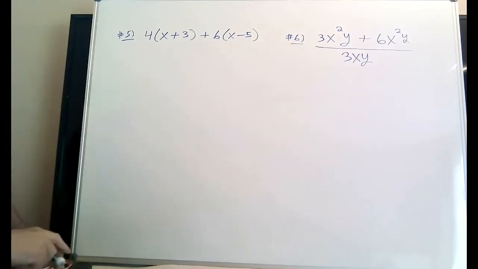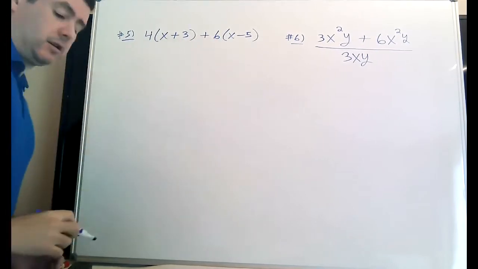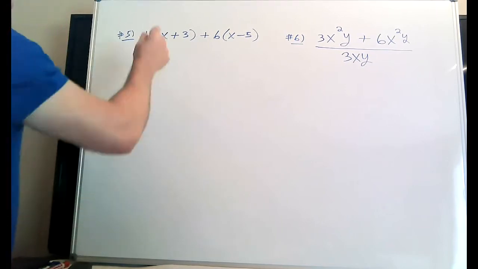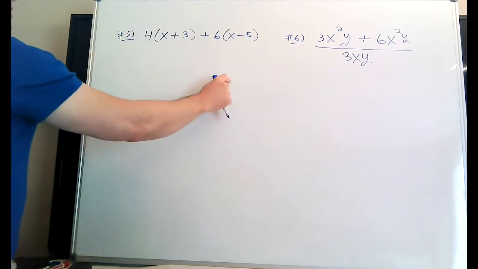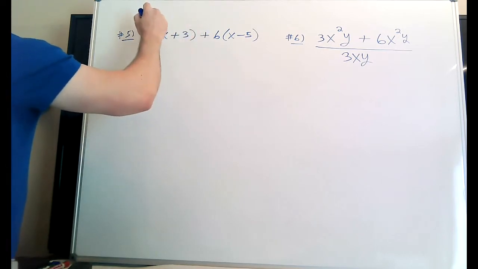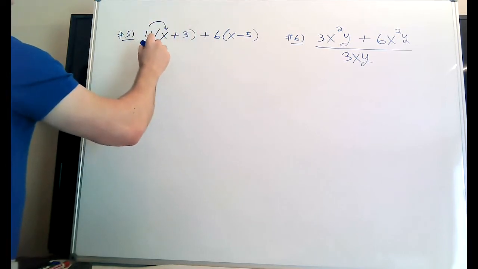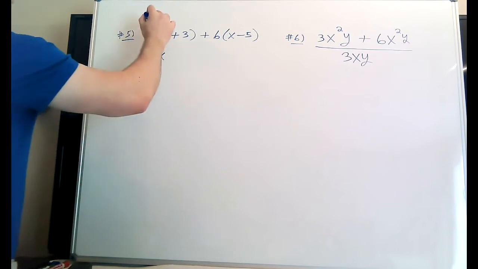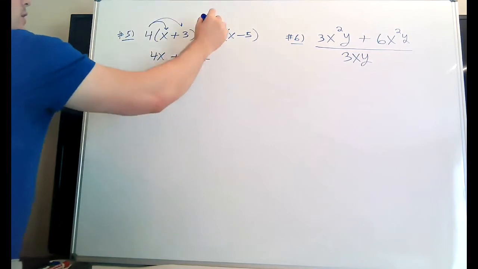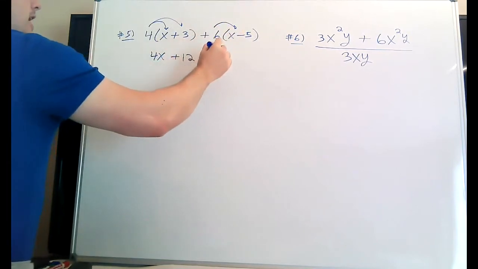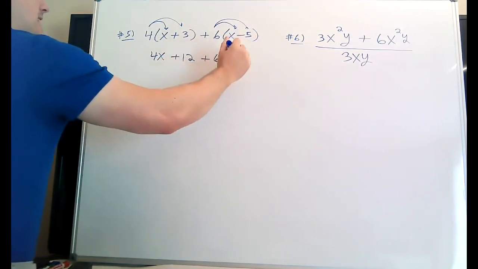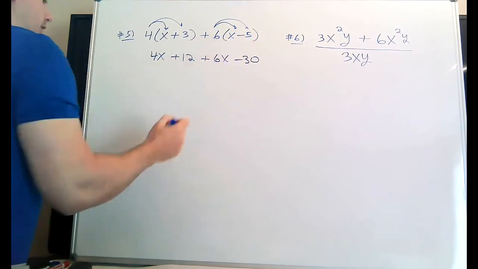Okay, so number 5, basic combining the like terms. You're going to distribute. You're going to hop the fence. Distribute. You're going to get a bunch of terms there. You're going to get x's and you're going to get numbers. There's nothing else but x's and numbers. So one at a time, you're going to do 4 times x, 4x, we're totally right. You're going to do 4 times +3, which is +12. Over here, you're going to do 6 times x, which is +6x. Then you're doing +6 times -5, -30.